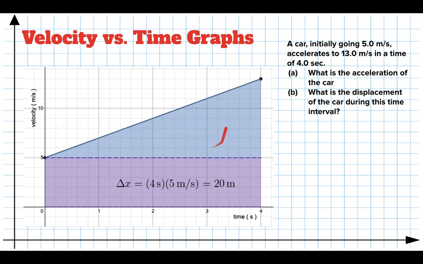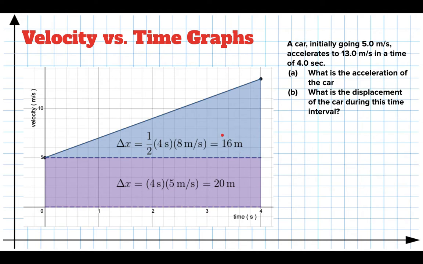And now we need to find the area of the blue section. This is a triangle. You know the area of a triangle is 1/2 the base times the height. So if we take 1/2 the base, which is 4, times the height of this triangle, which goes from here to here, that's 8 meters per second, we get 16 meters.